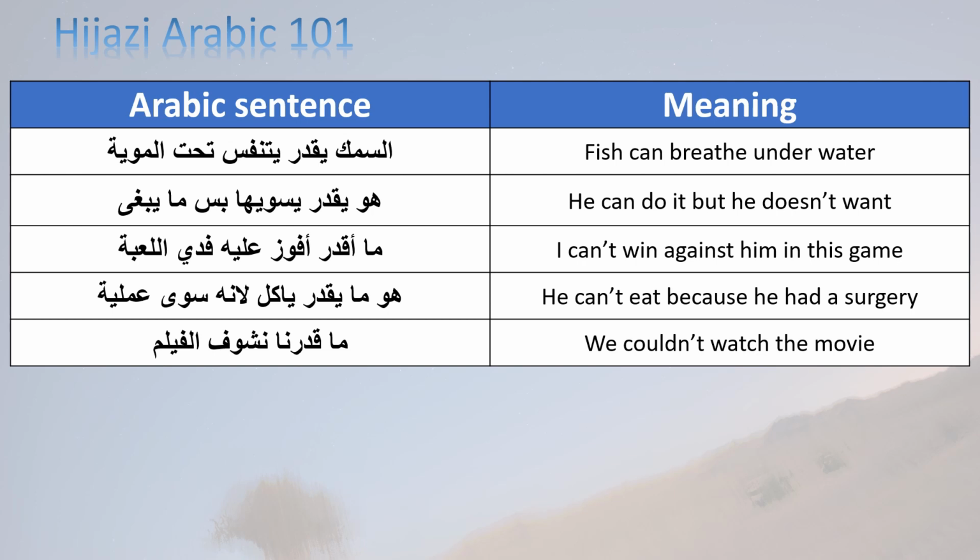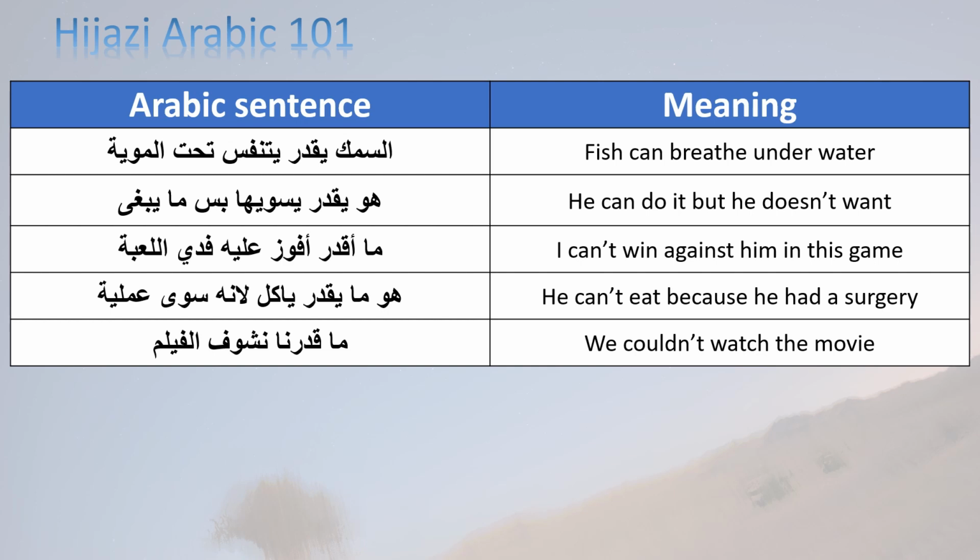Okay, the next sentence is ما أقدر أفوز عليه في دي اللعبة. I can't win against him in this game. أفوز is I win against. عليه is against him or on him. في دي in this. اللعبة is the game.